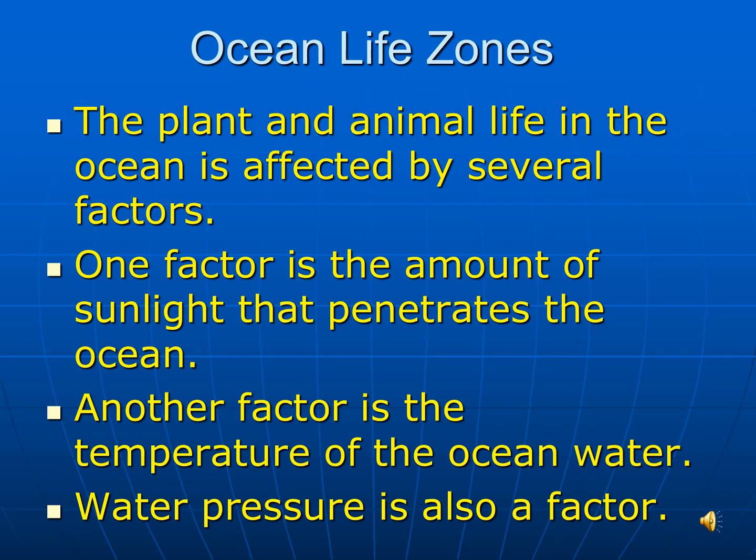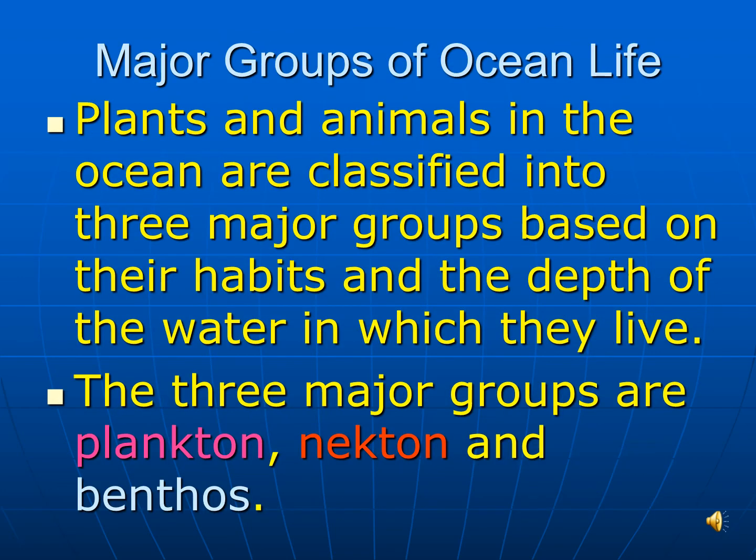So just one thing you want to know is that ocean life zones. The plants and animal life are very diverse. We do know that sunlight penetrates the ocean, and of course, temperature is a factor of different organisms in the water. And then the water pressure is also one of the factors of life underwater. So, of course, we have three major groups: plankton, nekton, and benthos.